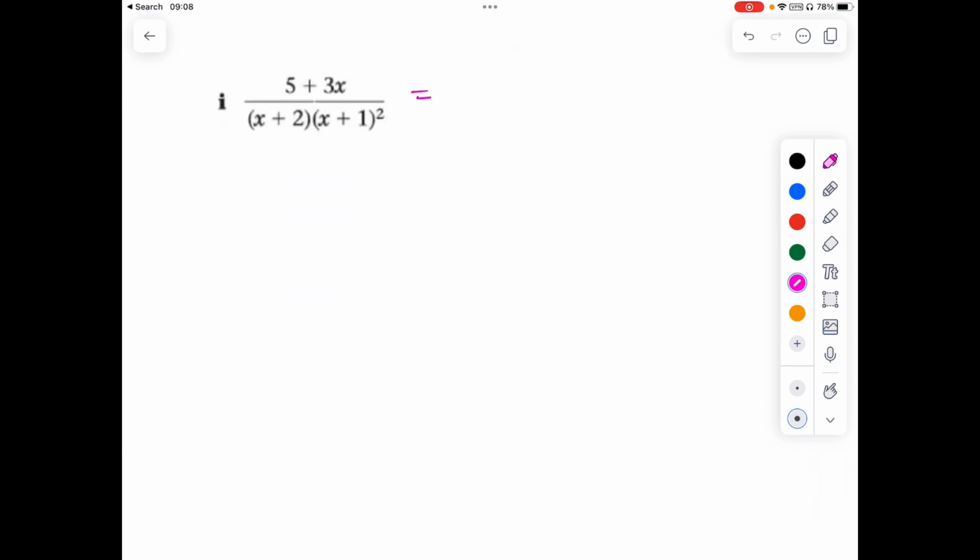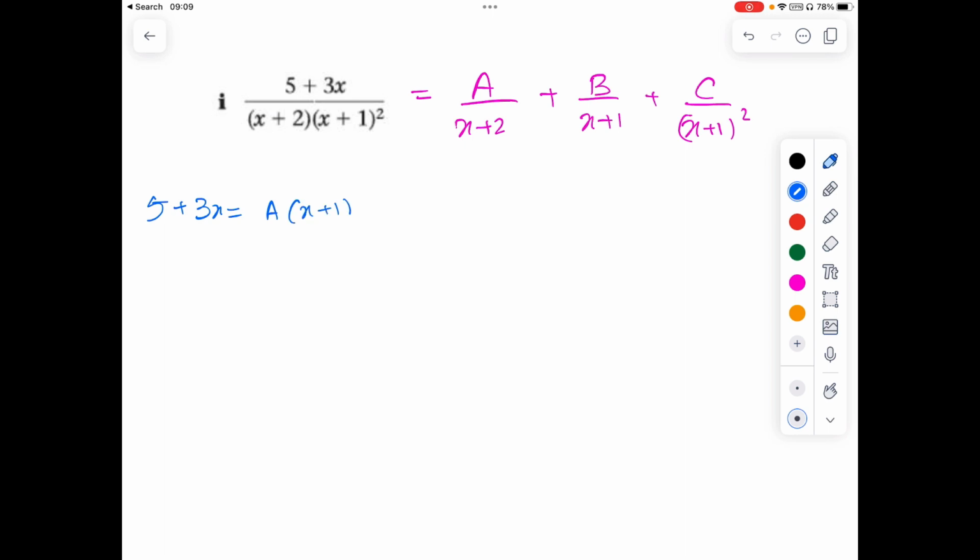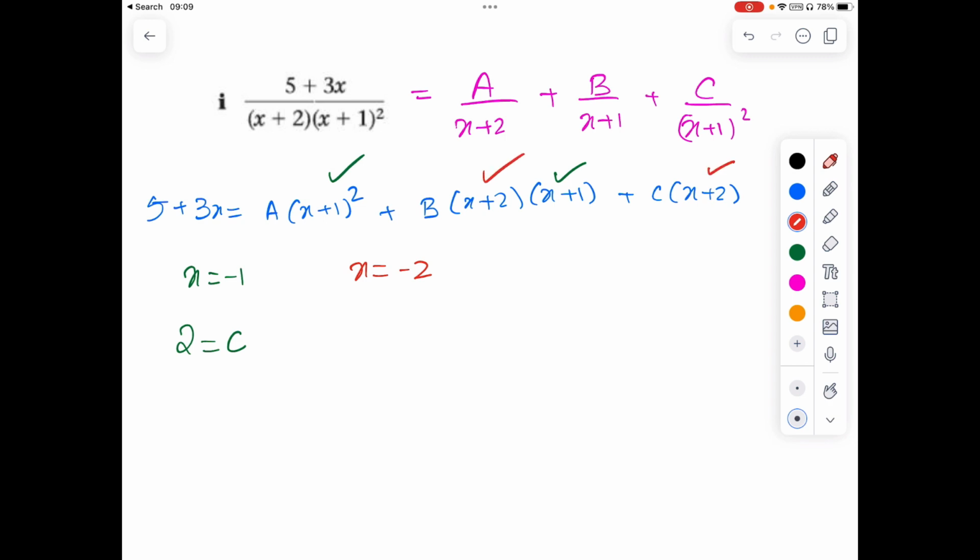Next for I, the partial fractions, again it is a repeated factor: A upon (x plus 2) plus B upon (x plus 1) plus C upon (x plus 1) whole square. So what does that become now? 5 plus 3x equals A times (x plus 1) whole square plus B times (x plus 2) times (x plus 1) plus C times (x plus 2). Then I plug in x equals negative 1, which gives me C value as 2. Why? Because this and this become 0. I plug in x equals negative 2. So B and C become 0. So I will be getting A value as negative 1.